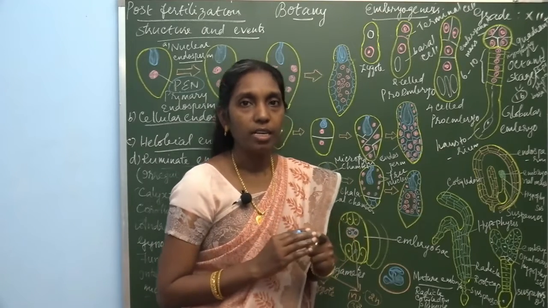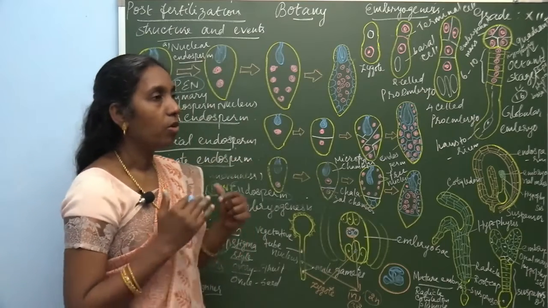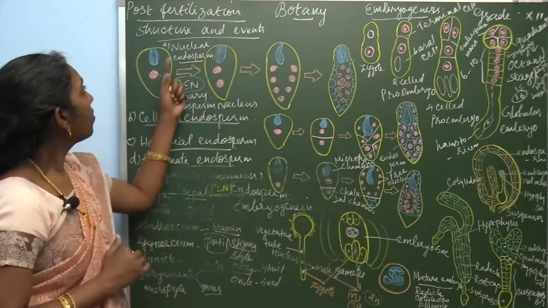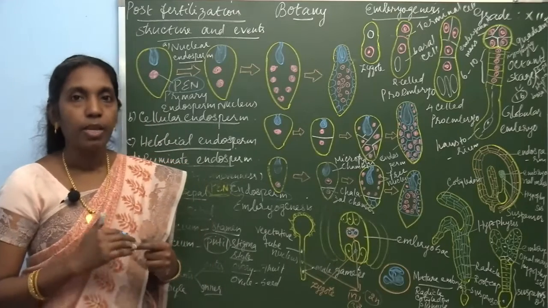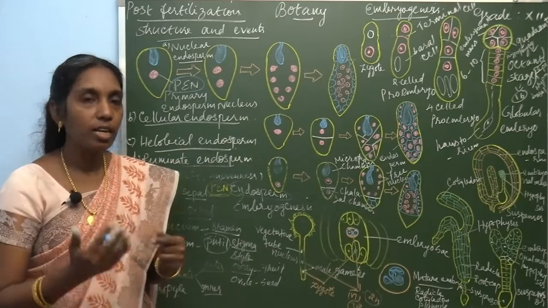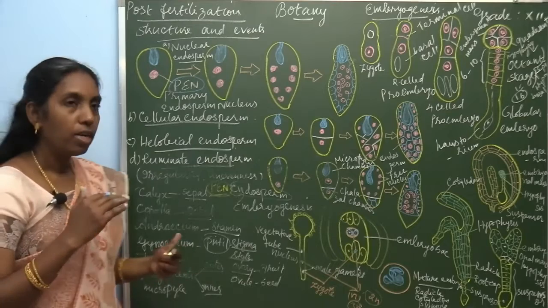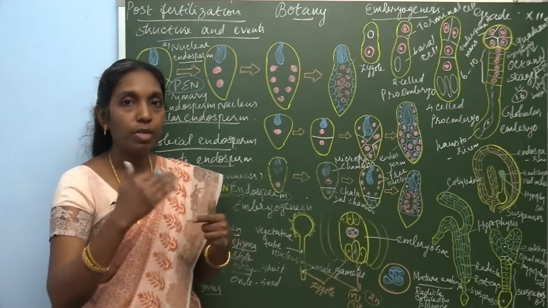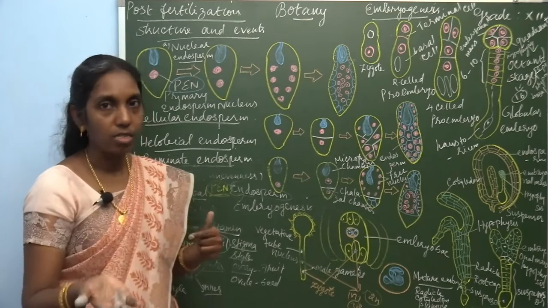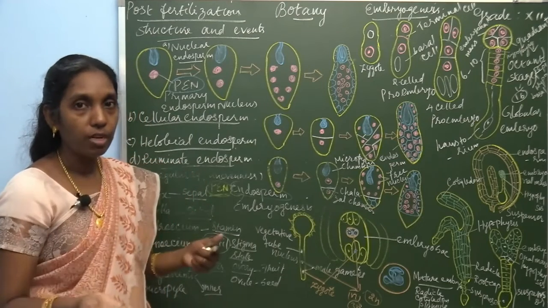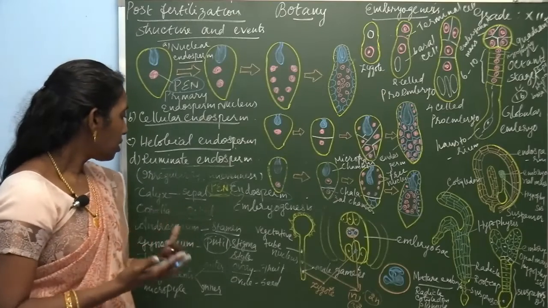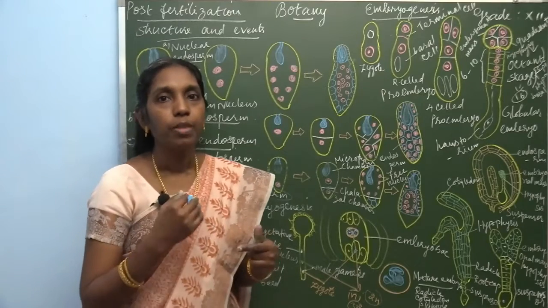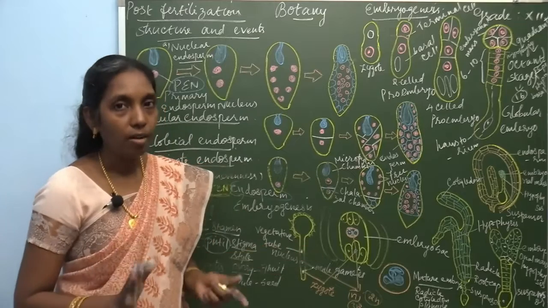I hope you understand it clearly. Let's recall once again the questions you learned today. The first question is post fertilization changes: what are the events and structures that develop? Here the ovary becomes fruit and the ovule becomes seed. Finally, after post fertilization changes, the remaining parts, the petal, sepal, stamen, stigma, all wither and fall off.